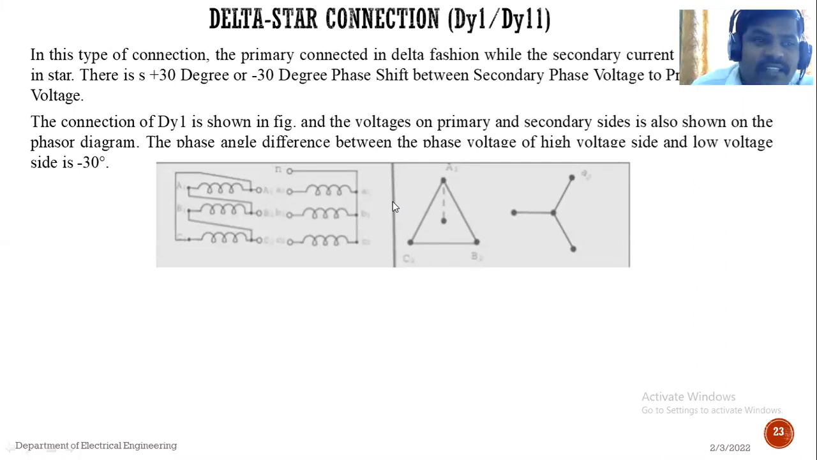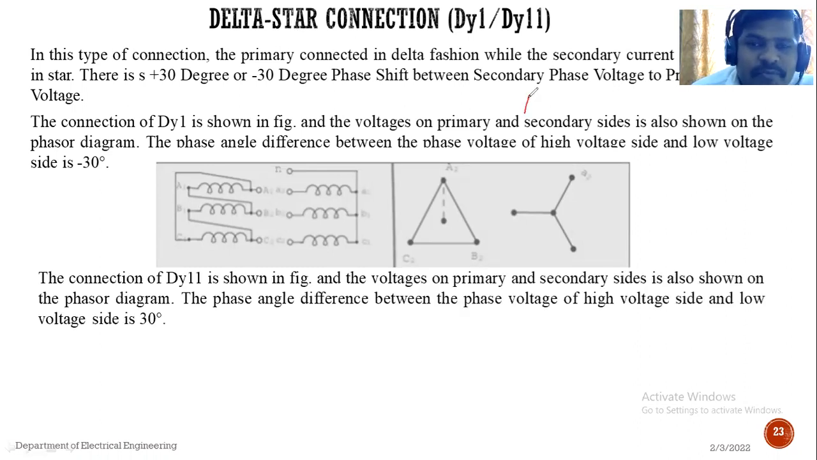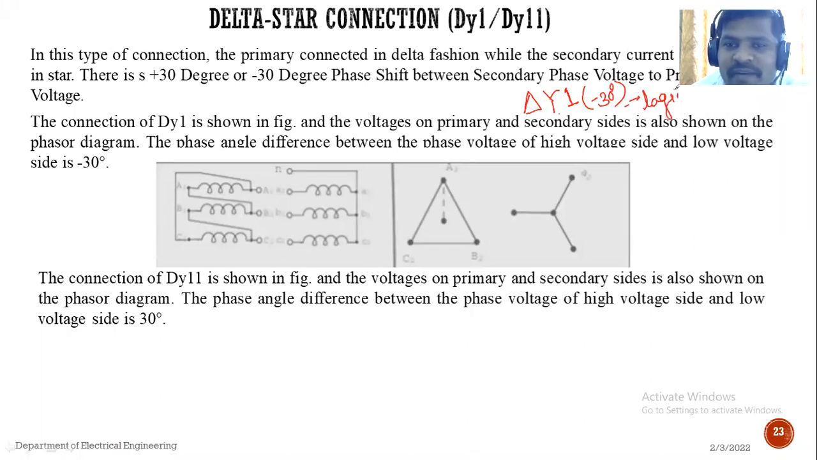Lagging phase displacement is nothing but the connection delta star 1. That means primary is connected in delta, secondary is connected in star, and the phase displacement can be represented by 1. It is nothing but minus 30 degree phase displacement. That is lagging. We can call it a lagging phase displacement also. All of you understand this? That means these different notations, like 1, minus 30, as well as lagging, have the same meaning, but it is a different representation.